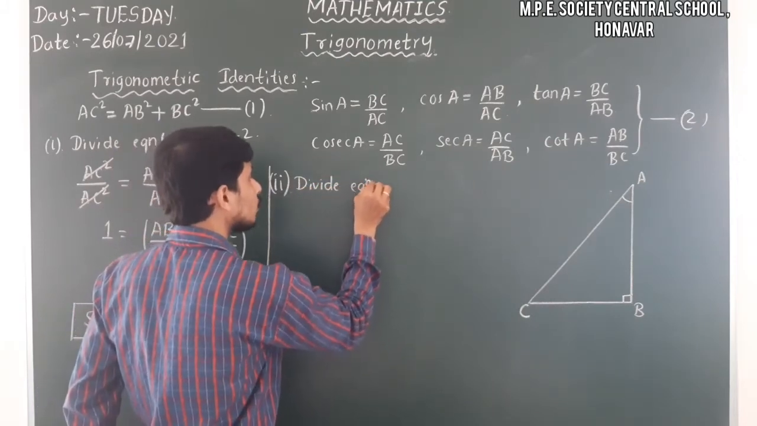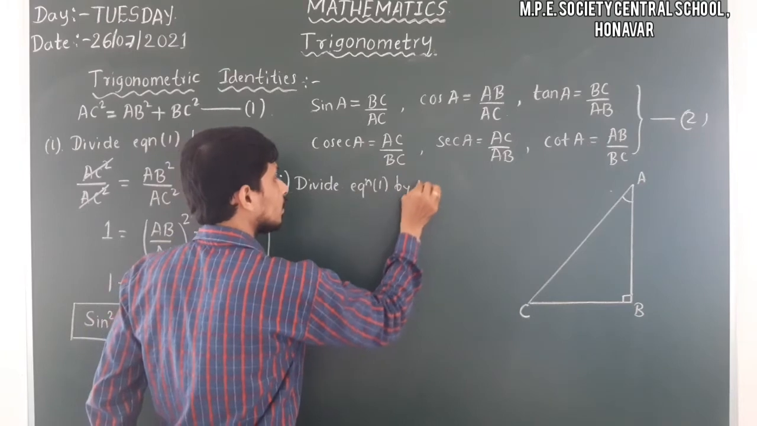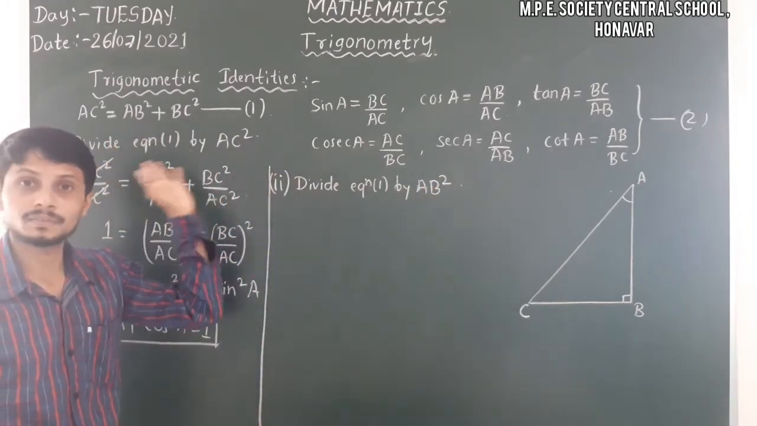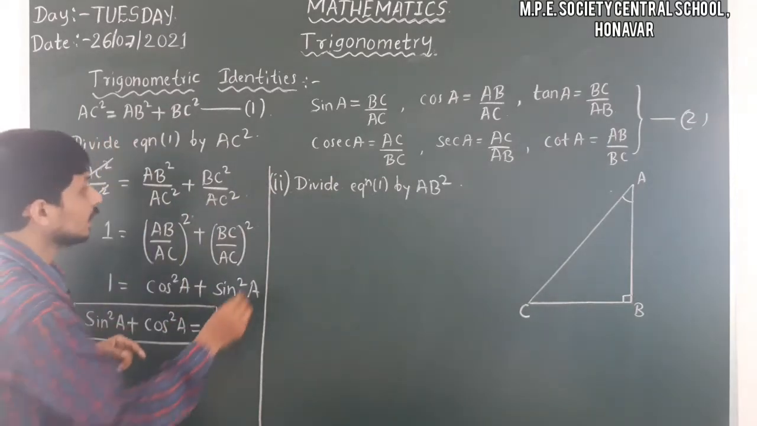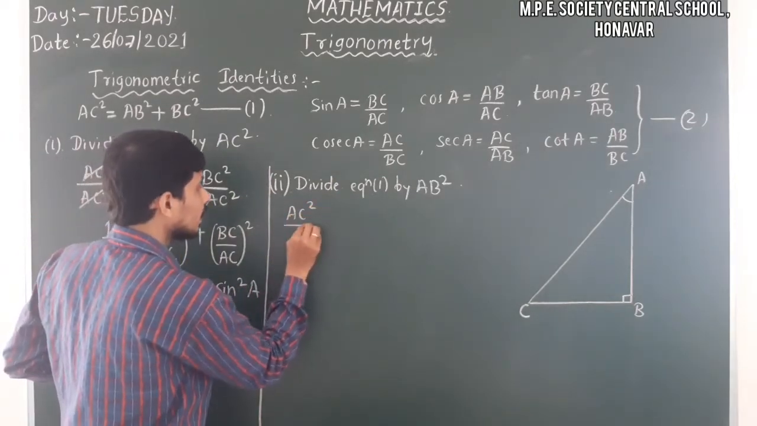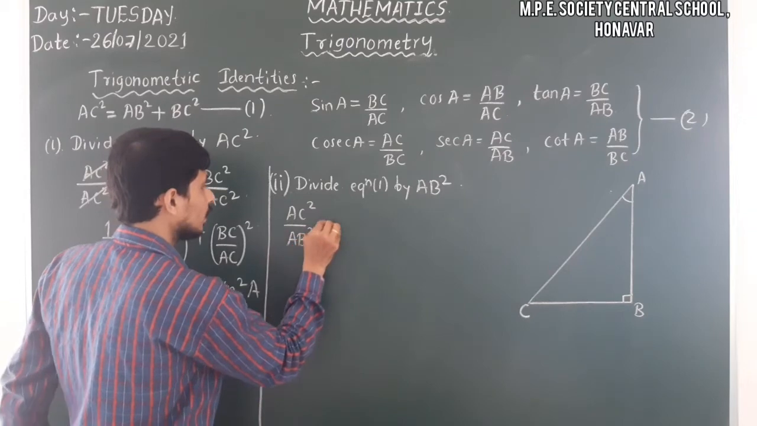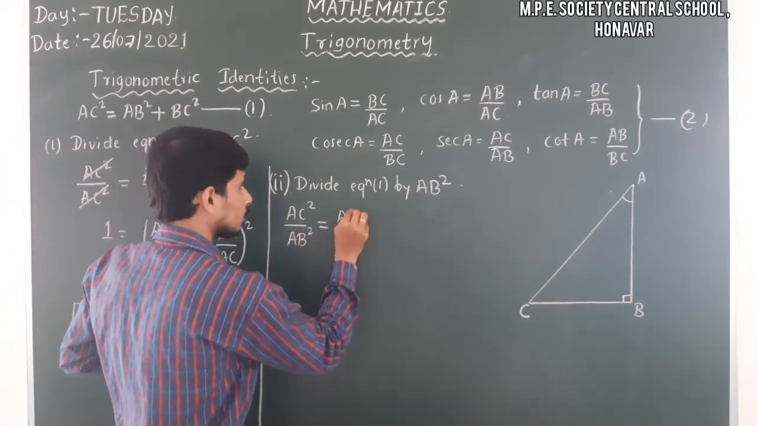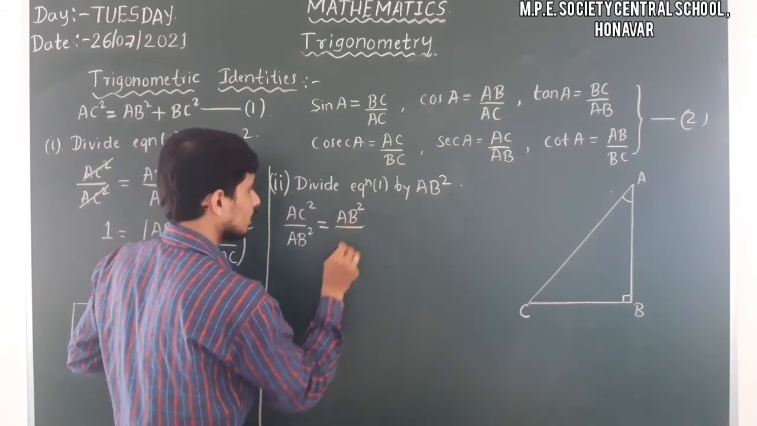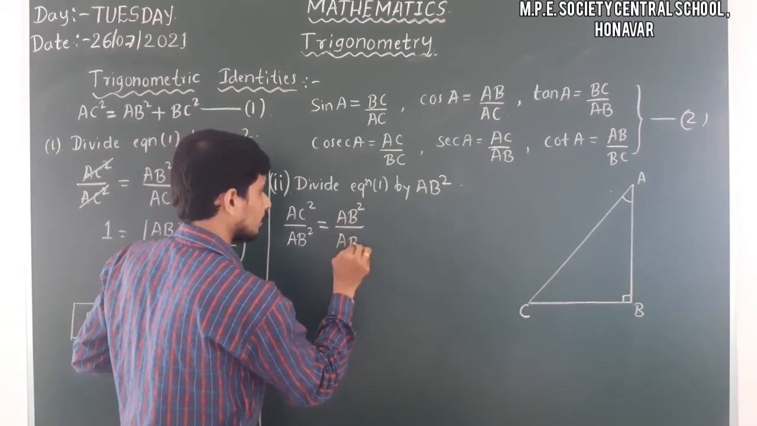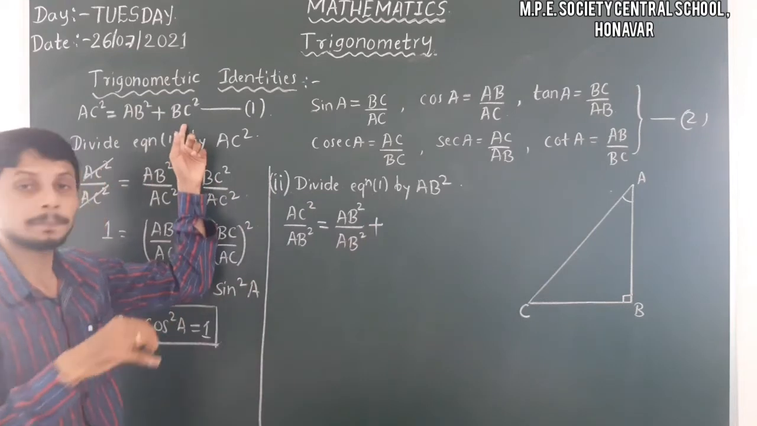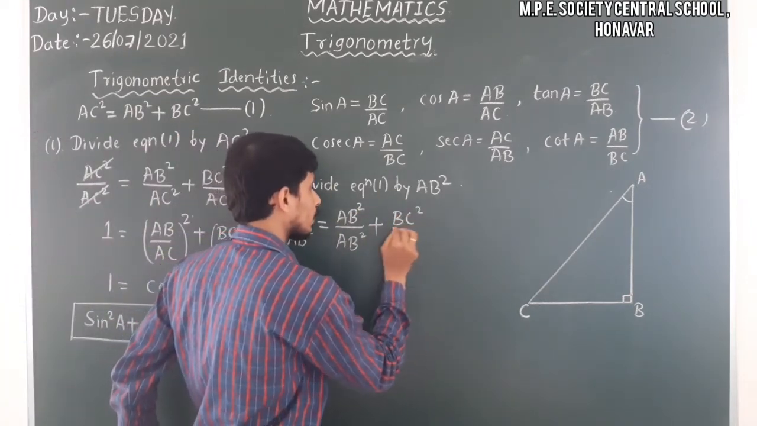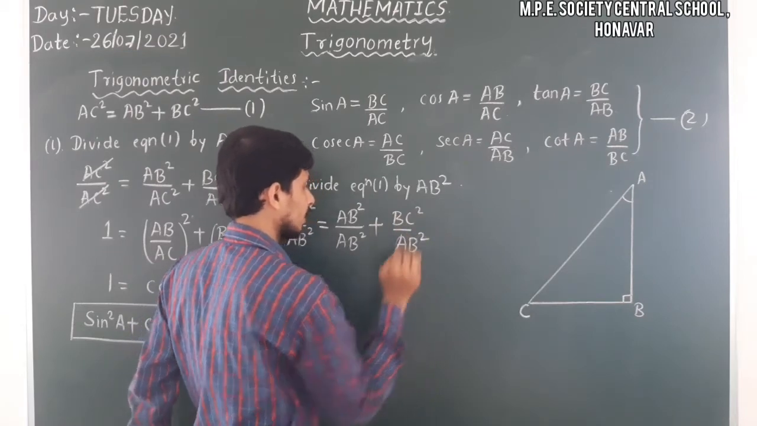Divide equation 1 by AB square. What happens? Just divide completely with AB square. That is AC square by AB square is equal to AB square divided by AB square plus, finally, BC square divided by AB square.